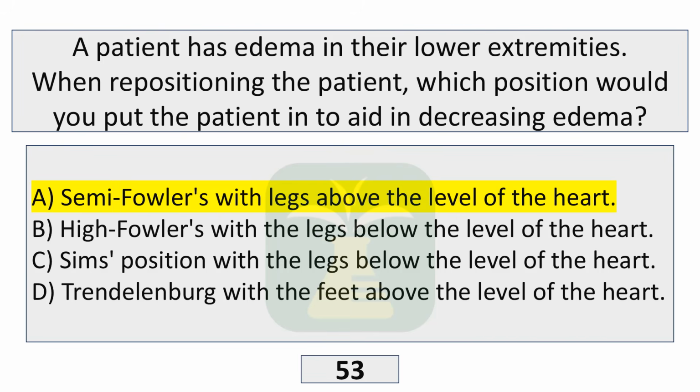Correct answer, A. Semi-Fowlers with legs above the level of the heart. Semi-Fowler's position is assumed when the patient is in a sitting position with the head of the bed at 45 degrees. Putting the legs above the level of the heart helps aid the fluid in the patient's lower extremities to circulate back to the heart.